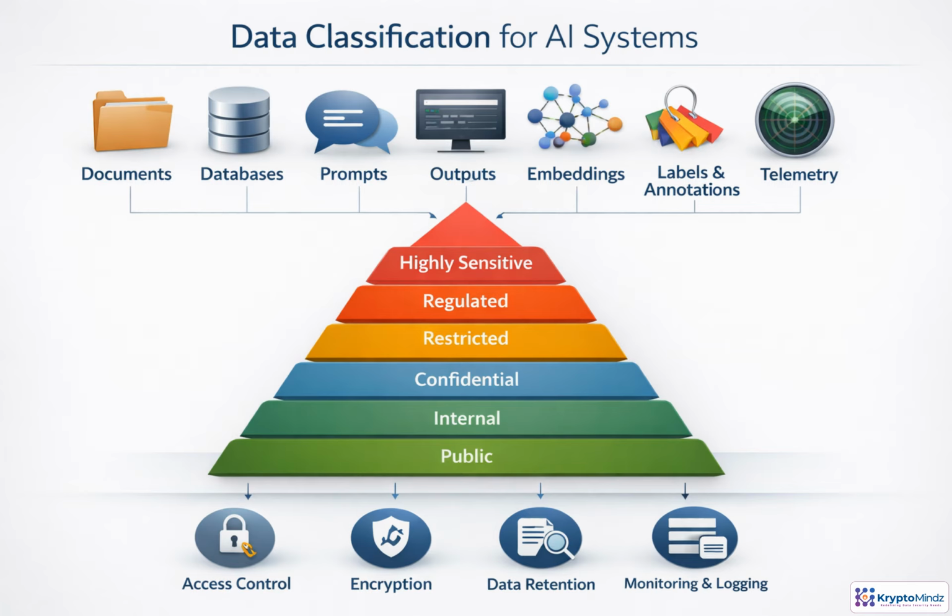Classification is the control plane for AI data protection. Start by identifying every asset the system touches, not only documents and databases, but also prompts, outputs, embeddings, annotations, and telemetry. Then assign a sensitivity level from public to highly sensitive. That label should drive what the system is allowed to do, who can access the data, whether it must be encrypted or redacted, how long it is retained, and what logging is appropriate as it moves downstream.